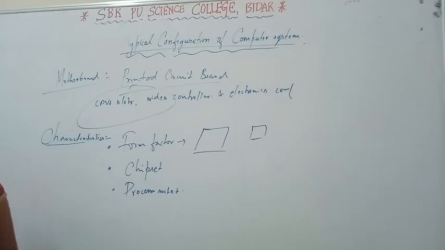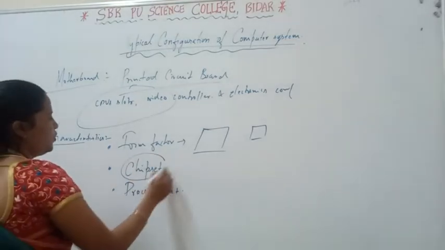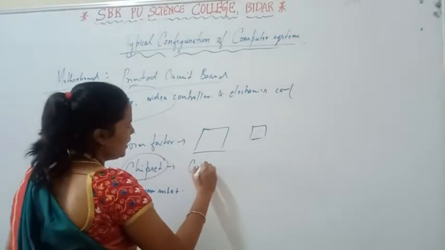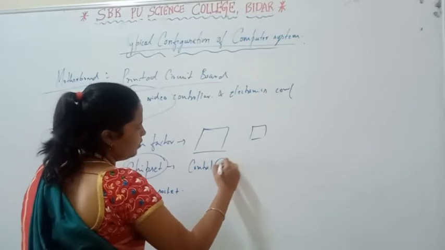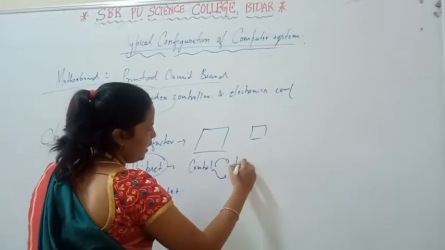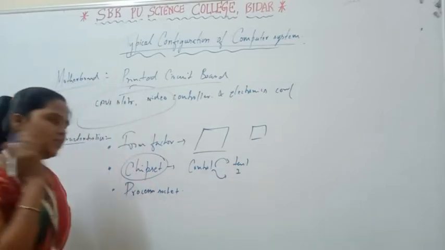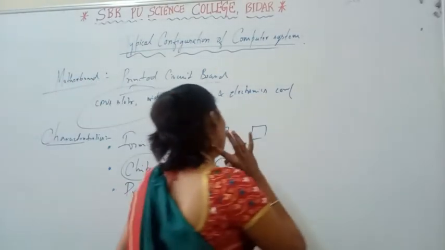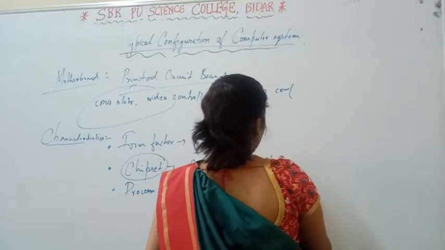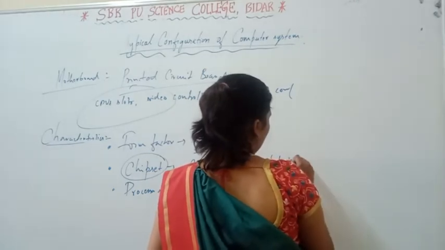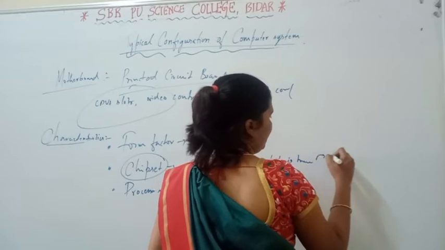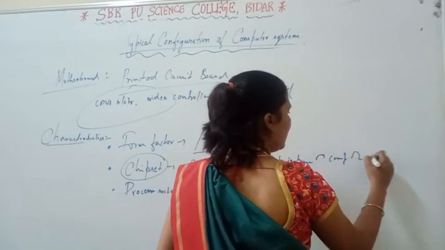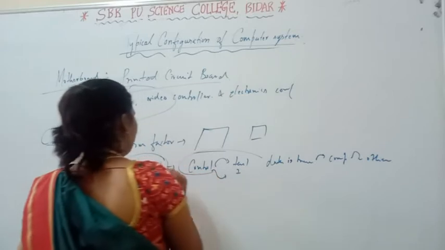Next, chipset. This chipset controls the majority of resources in the computer. The control will be given from one task to the other by this chipset. This helps in the data transfer to various components of the computer. So data is transferred from one component to another with the help of this chipset.